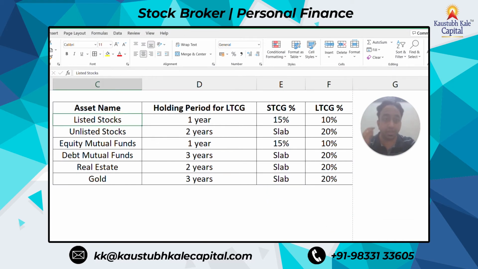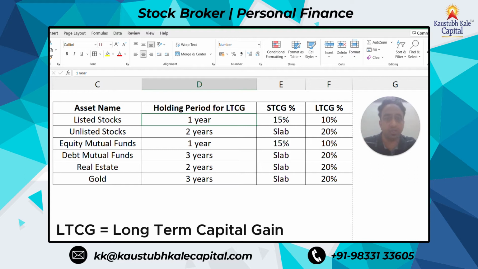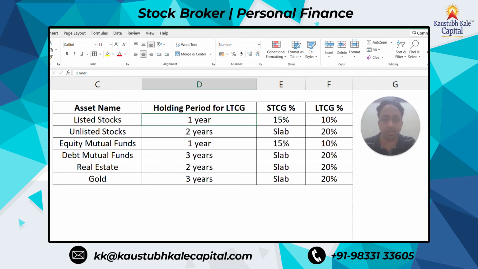Now, the first thing is listed stocks, so stocks that are listed on the stock exchanges. The holding period is 1 year for long term capital gain. What is the concept of holding period? If you sell within one year, it will be considered a short term capital gain. If you sell after one year, it is considered a long term capital gain. So the holding period for stocks is 1 year.